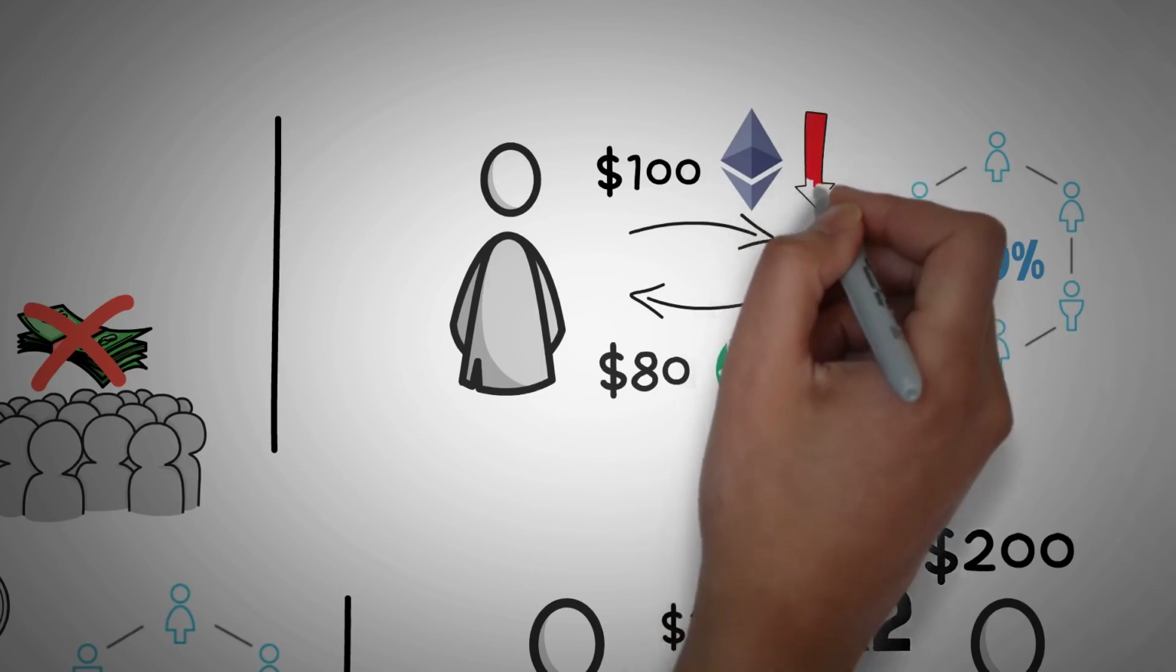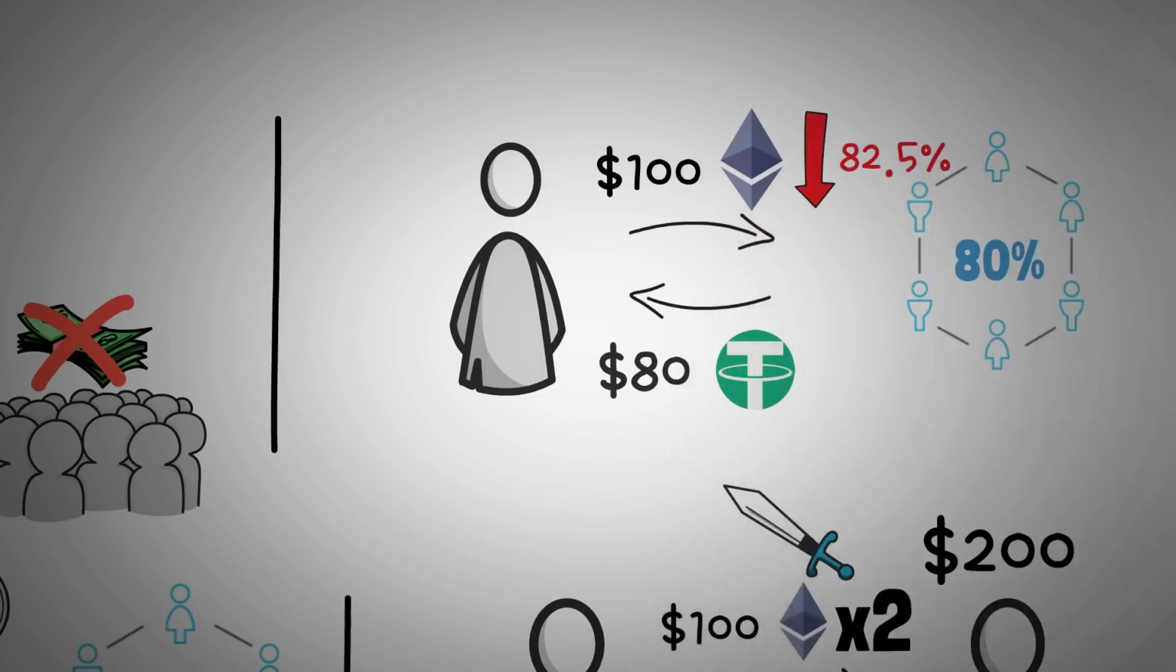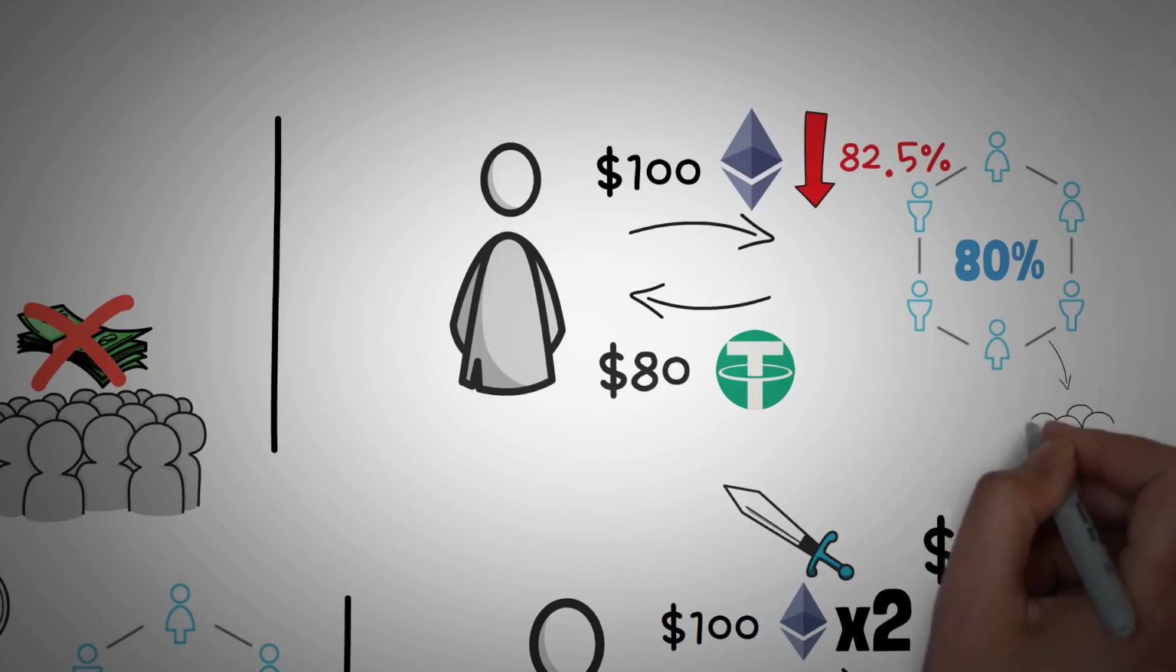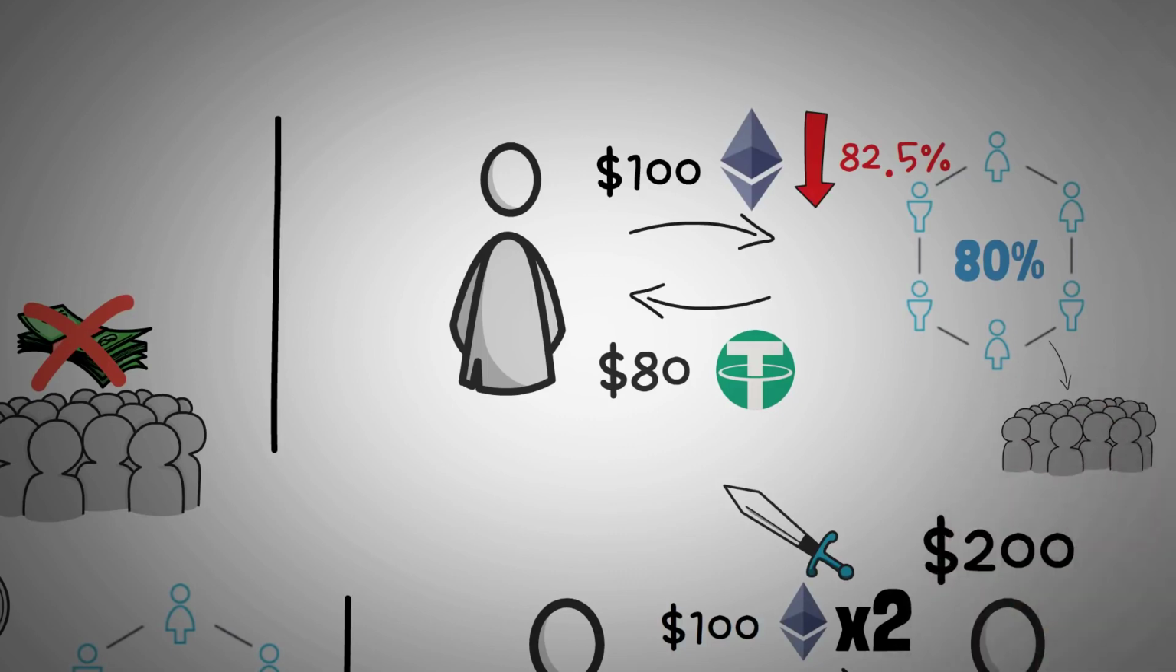Well, if that Ethereum price drops to more than 82.5% of its value, which is the liquidation percentage, AAVE will automatically take your Ethereum and pay back the lender. However, you get to keep that $80 that you borrowed.